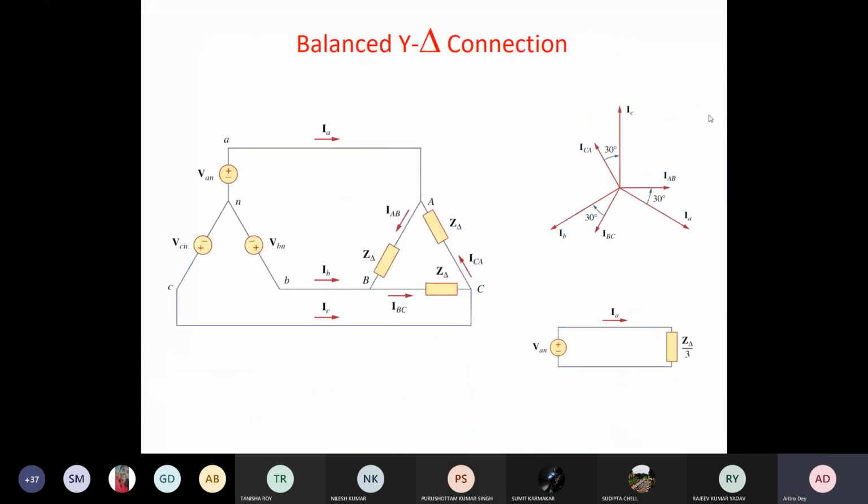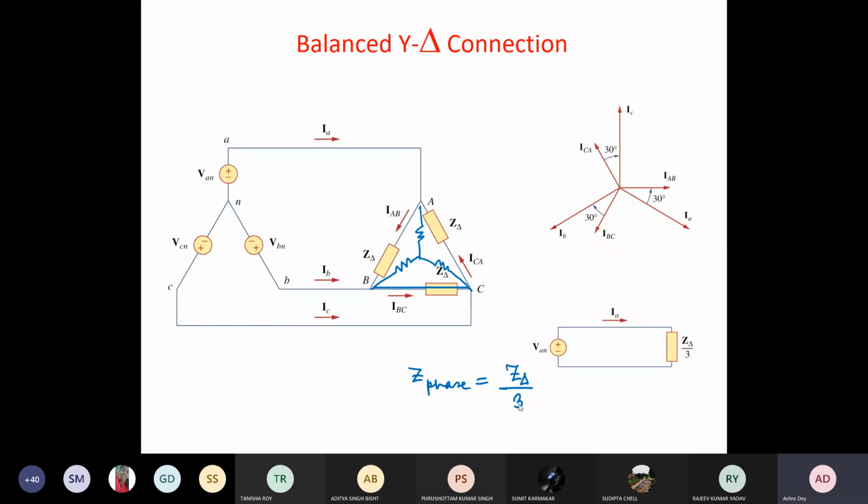Now this is the balanced Y-delta connection. This also we have seen, and we can also change from delta to star. The way we used to convert for the resistance star-delta conversion, the same thing holds here for the AC circuit. If you want to find the impedance for this, then if this is a balanced thing, your Z phase will be equal to Z delta divided by 3.